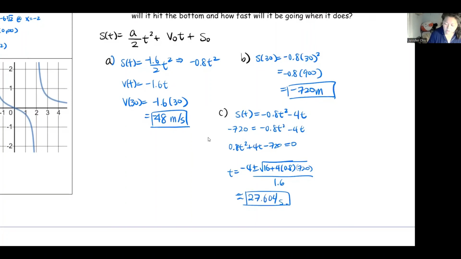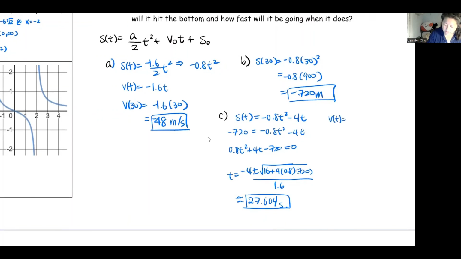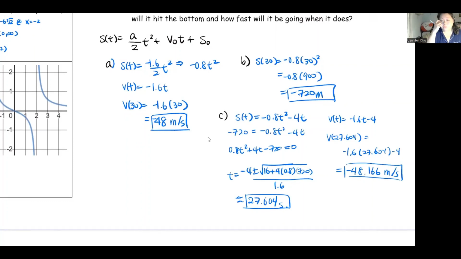And then how fast will it be going when it does? So your velocity function is negative 1.6t minus 4. So plug 27.604 into your function, which is negative 1.6 times 27.604 minus 4. I get the velocity to be about negative 48.166 meters per second when it hits the floor with this new change.